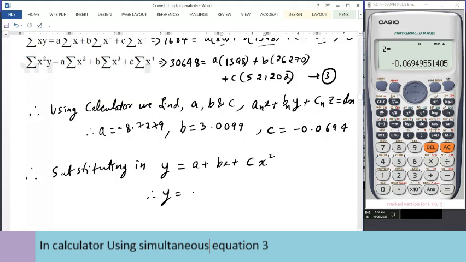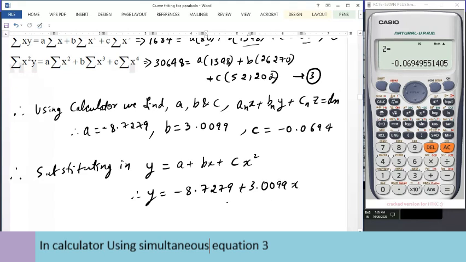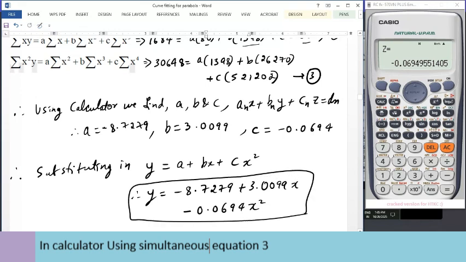Therefore y is equal to minus 8.7279 plus 3.0099x, and this is the last equation, that is it will become minus here in this case, minus 0.0694 x square. So this is our answer. This is the parabola.